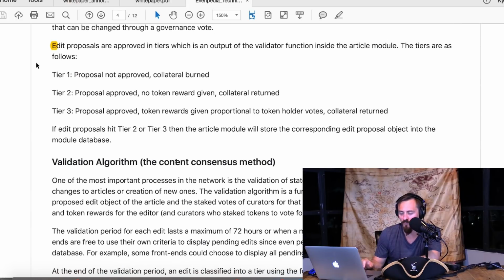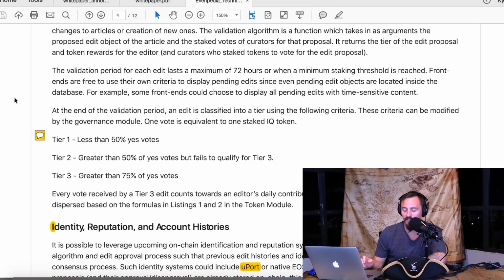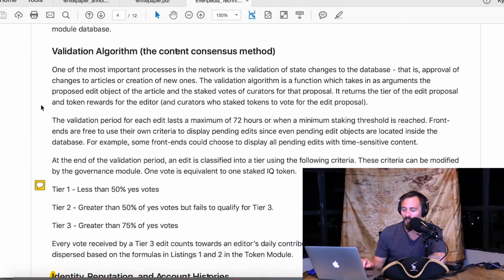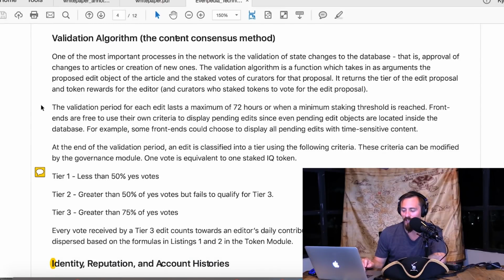Okay, and the third tier is if your edit is approved, you get a token reward. I think if you get a certain amount of votes from people who have stake in the system, your collateral is returned. So hypothetically, you have made a profit at that point. Okay, so here we finally get some actual numbers in the article module, where they're talking about essentially what kind of numbers you need to get in order to have your edit approved.